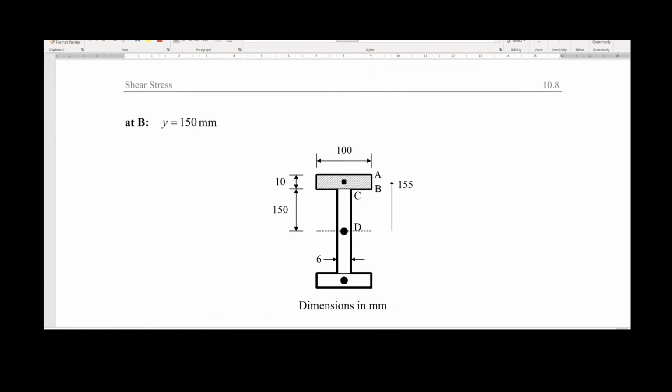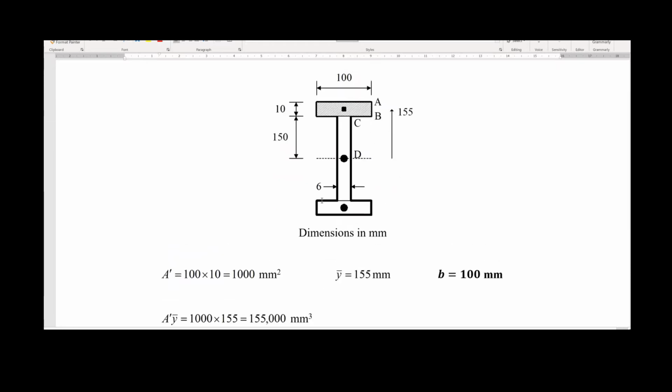What happened at the point B? So now we are at the fiber B, so we are immediately at the end of this rectangle in here in the screen. So the area defined to do the analysis will be on top, which is the whole rectangle you can see in the screen. So very simple, the area will be 100 times 10, which is 1000 millimeters square. The distance from the barycenter of this rectangle to the neutral axis will be 150 plus 5, which is equal to 155 millimeters. B, the width of the cross section defined to do the analysis, is 100, because it's from here to here.